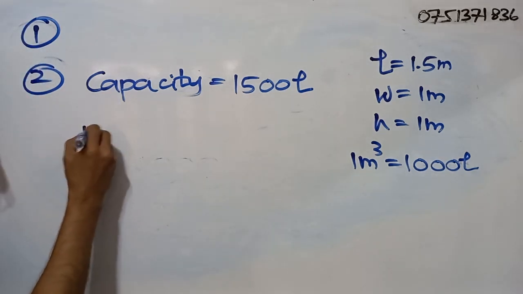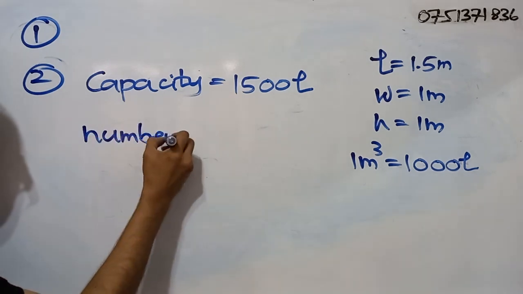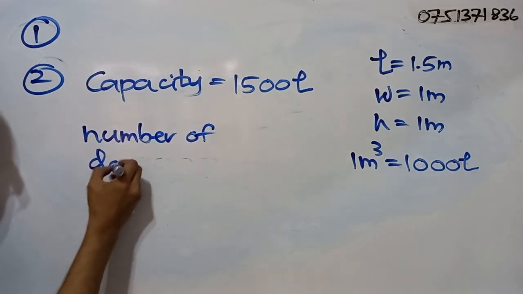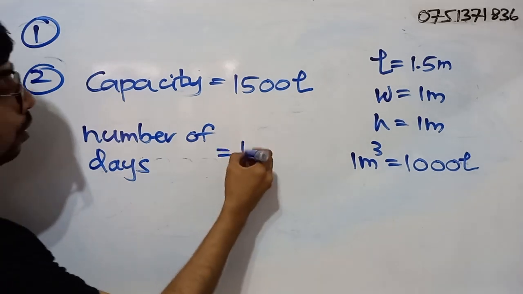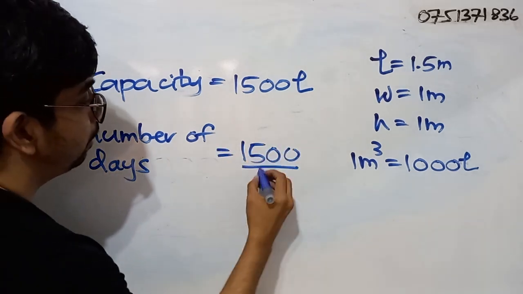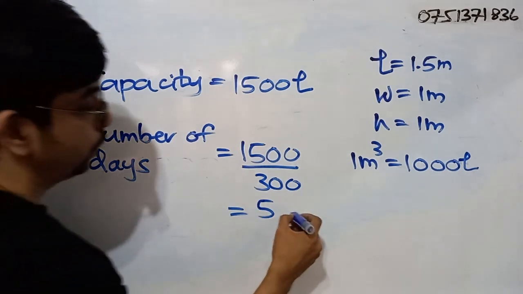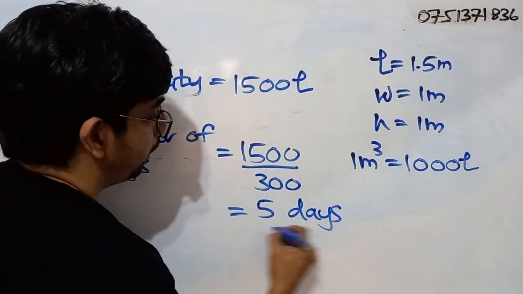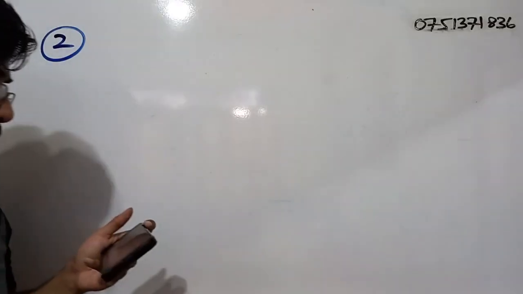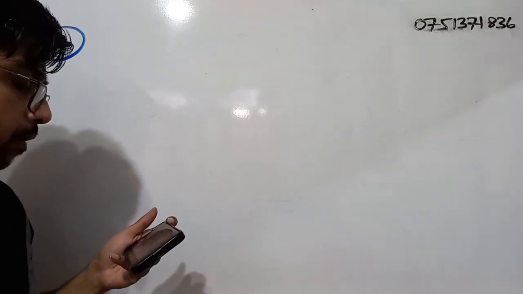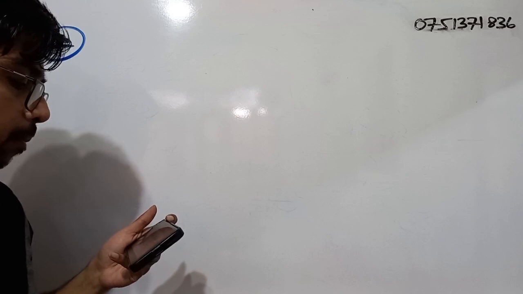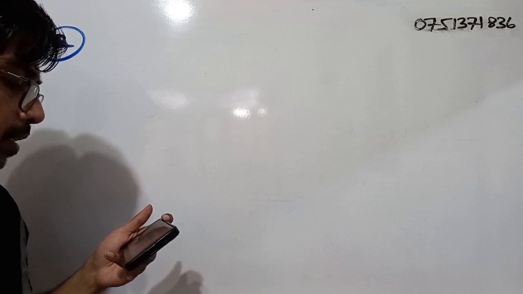So number of days is what? Number of days is equal to 1500 divided by 300, which will be what? 5. So this will be what? Days. Question number 2. The length, breadth and height of a water tank are 2 meters, 1.5 meters and 1 meters respectively.